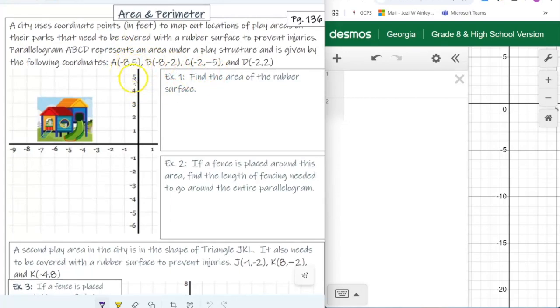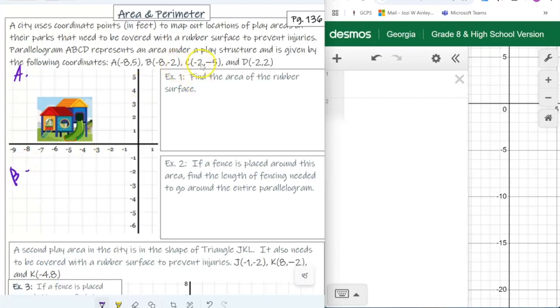Negative 8 x, 5 y, so negative 8 and 5. Plot that point. Please go ahead and label your points so that you know exactly what it is. So this is point A. All right, x is negative 8, y is negative 2. So negative 8, negative 2, this is going to be your point B.